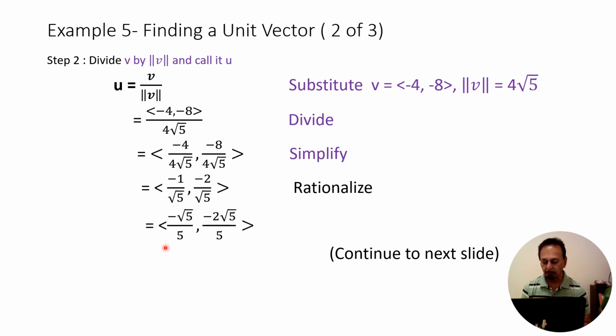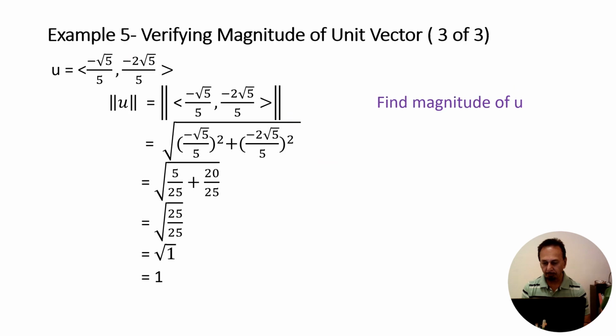Now we rationalize, we multiply square root of 5 top and bottom. So you get 5 on the bottom and you get negative square root of 5 on the top. Similarly, multiply square root of 5 here, square root of 5 here. Square root of 5 times square root of 5 becomes 5. And the top becomes negative 2 times square root of 5. So now we have the unit vector, angle bracket negative square root of 5 over 5, comma, negative 2 square root of 5 over 5, angle bracket.